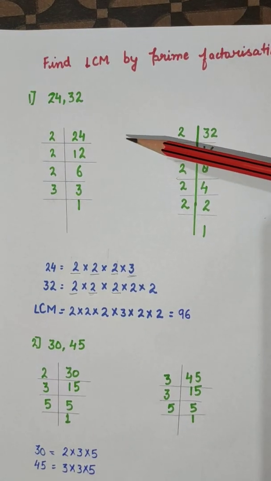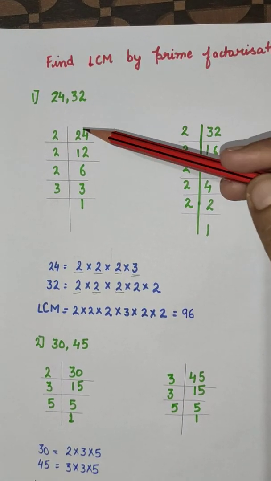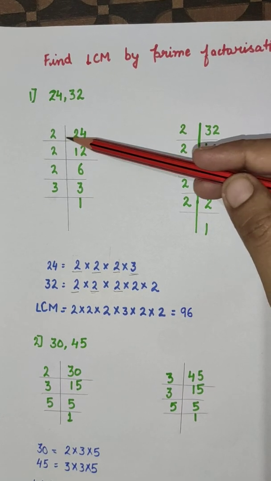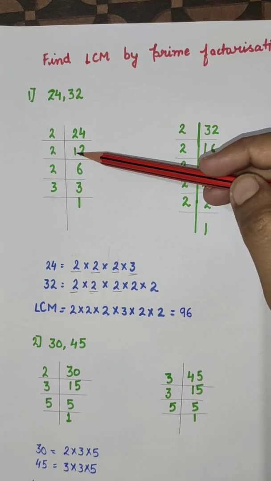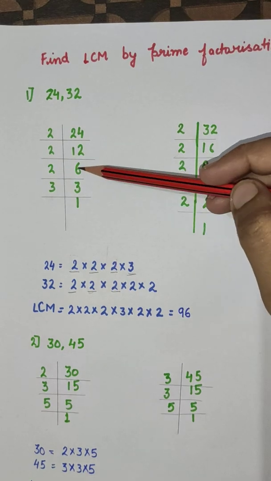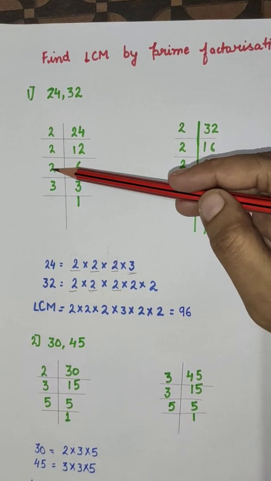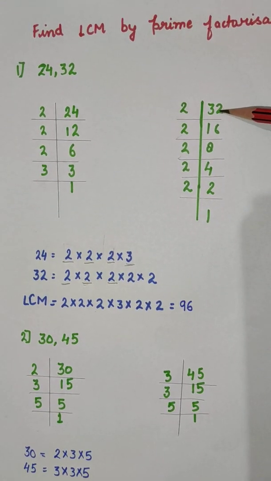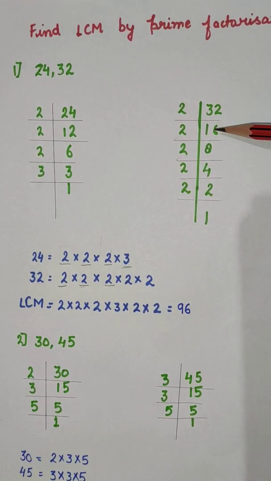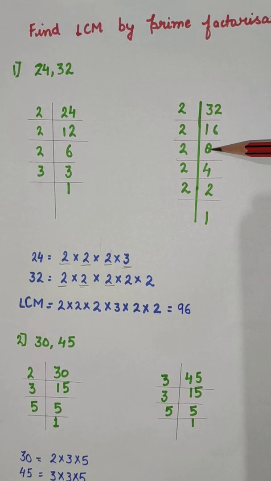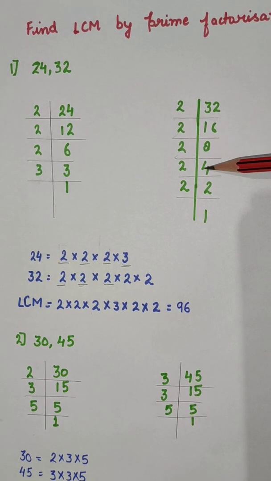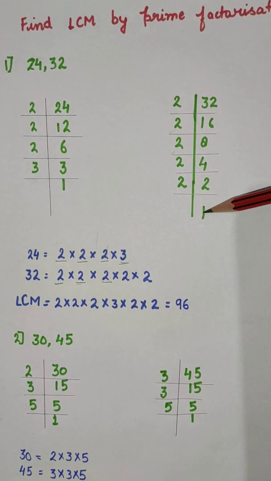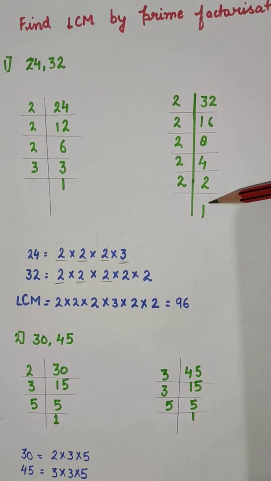Now, 24 and 32. So, 24 is divisible by 2, we get 12. 12 is divisible by 2, we get 6. 6 divided by 2 is 3, and 3 ones are 3. Same here, 32. 32 divided by 2 is 16. 16 divided by 2 is 8. 8 divided by 2 is 4. 4 divided by 2 is 2, and 2 ones are 2. So at last we get 2.